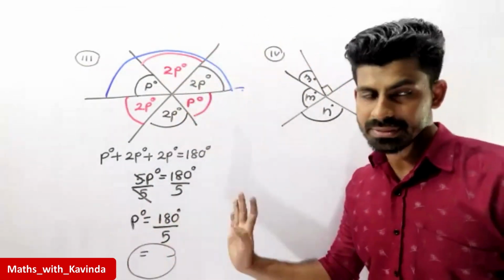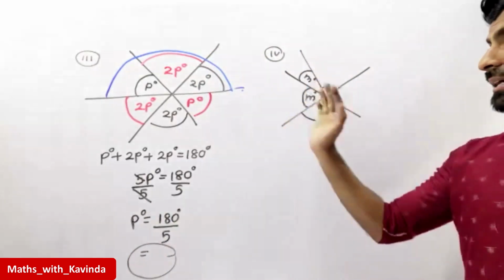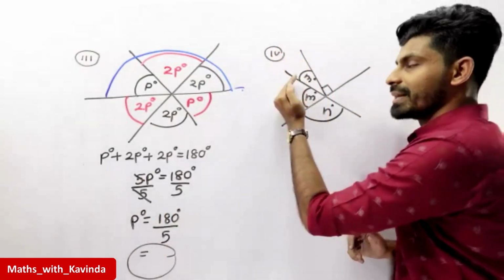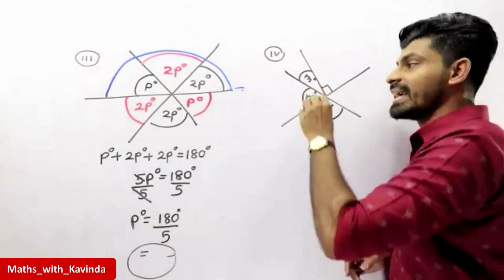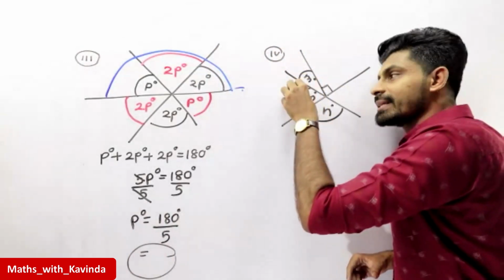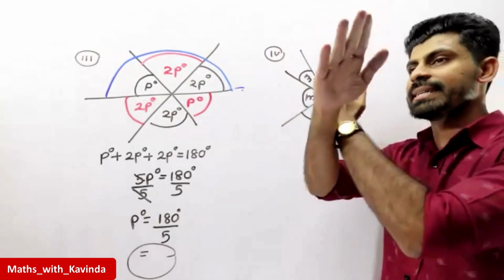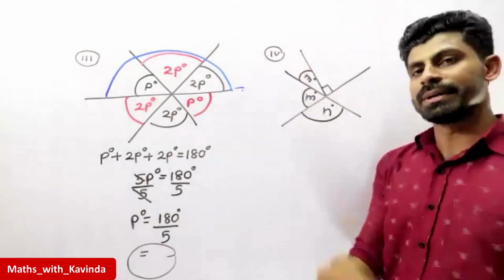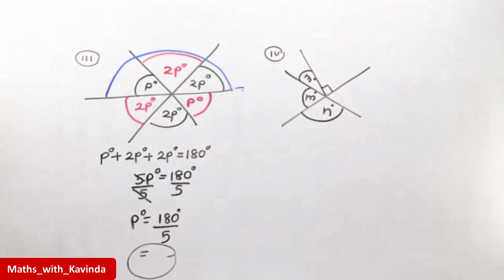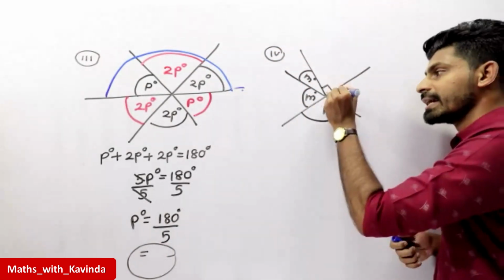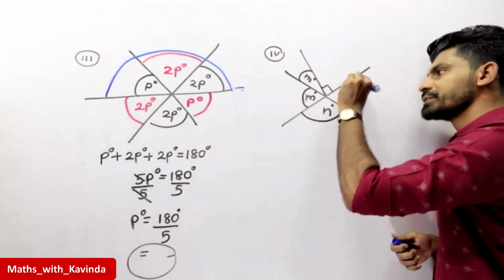Then you can do the next one. Here this is M. M means lamai. This one also M. Why? Vertically opposite angles are equal. So that means this one also M.